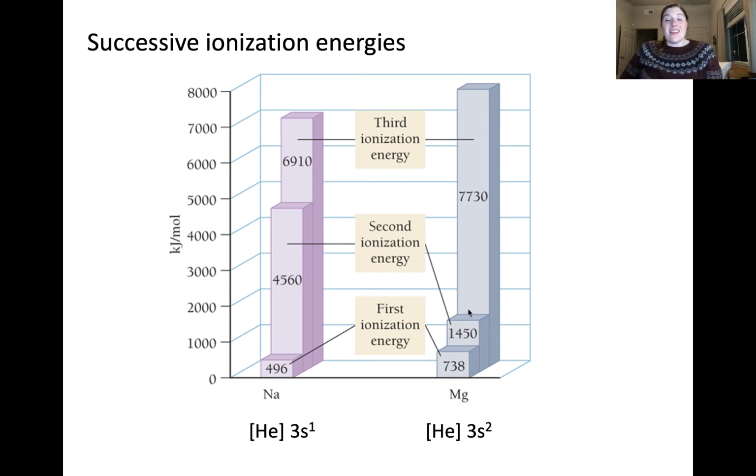Now you'll see that the third ionization energy, however, between the second and third, there's another large jump in energy. And this is because now we would be removing one of the electrons that was previously in the core. Okay, we're removing one of these core electrons, which again experiences a high effective nuclear charge and therefore takes a substantial quantity of energy to remove.